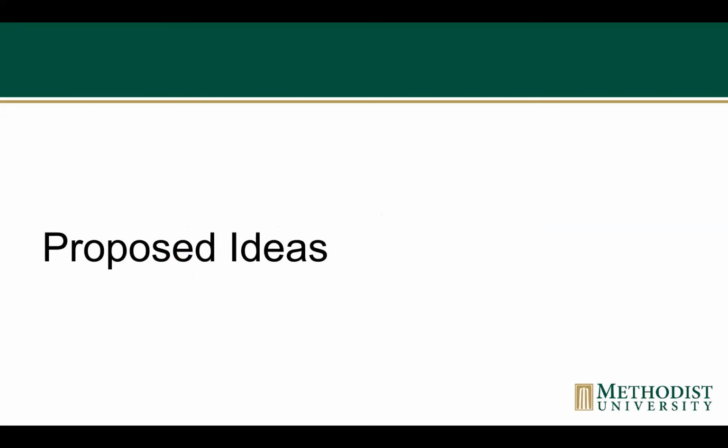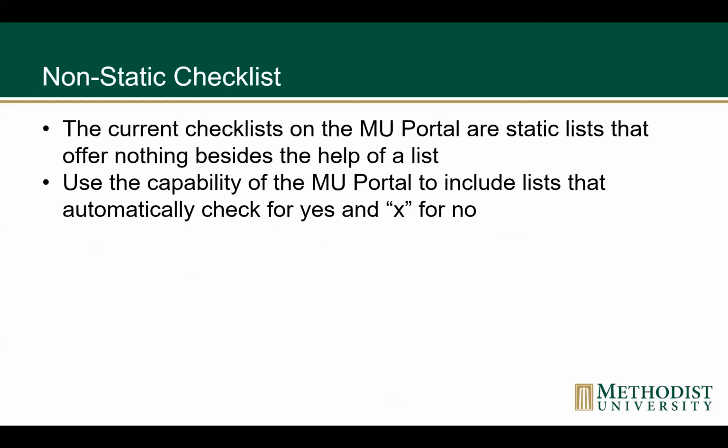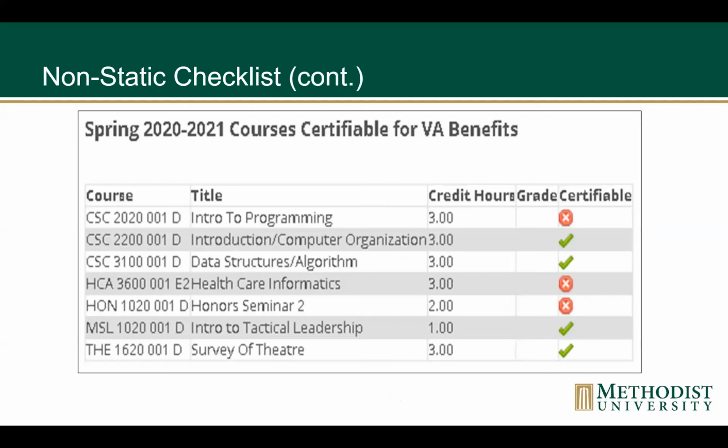And here are the proposed ideas that we came up with. The first one, and probably the best one we came up with, was the non-static checklist. The current checklists on the MU portal are static lists that offer nothing besides the help of the list. It would be to use the capability of the MU portal to include lists that automatically check for yes and X for no. And we actually have an example of this.